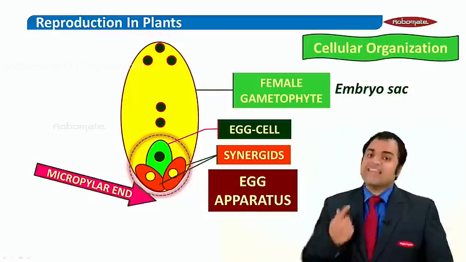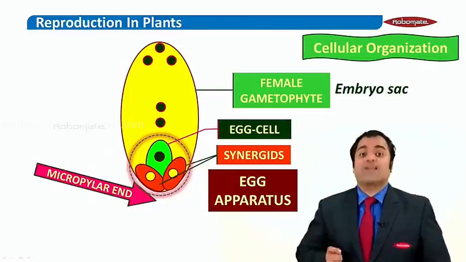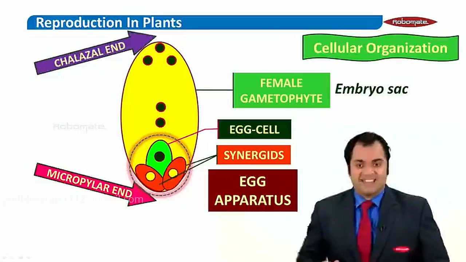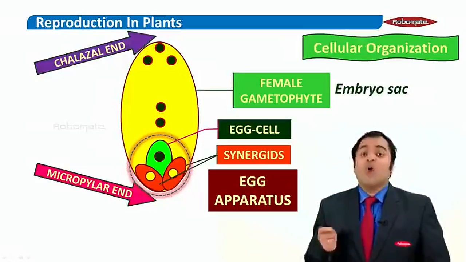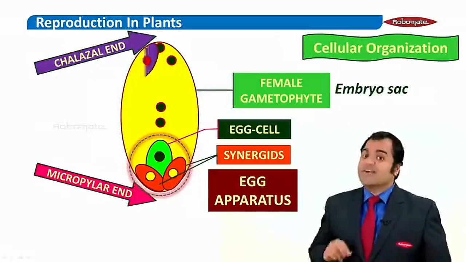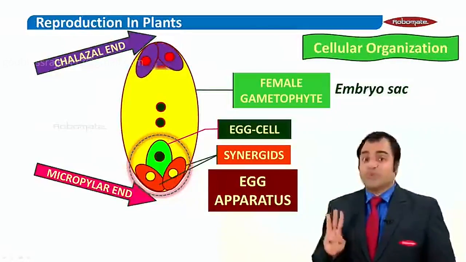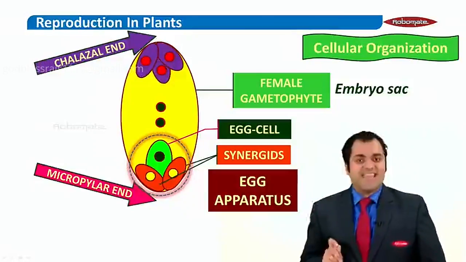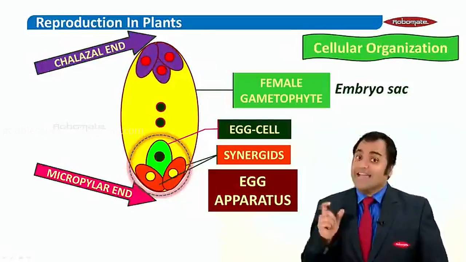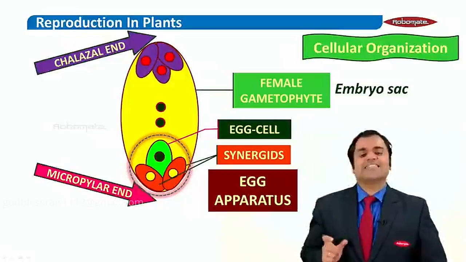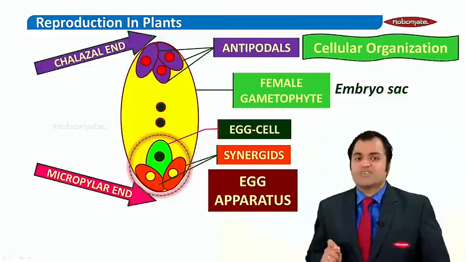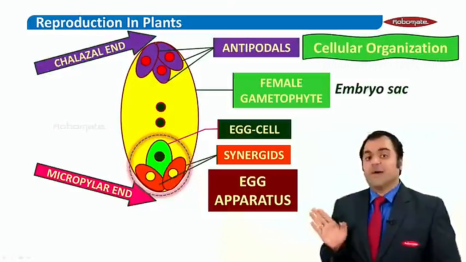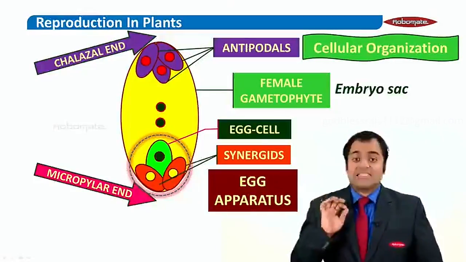Now look at the other end. The end opposite to the micropylar end is called the chalazal end. At the chalazal end, those 3 nuclei will also develop cell walls around them and turn into 3 more beautiful cells. These 3 cells are identical, and these identical cells are called antipodals. So now we have developed 3 plus 3, 6 cells.